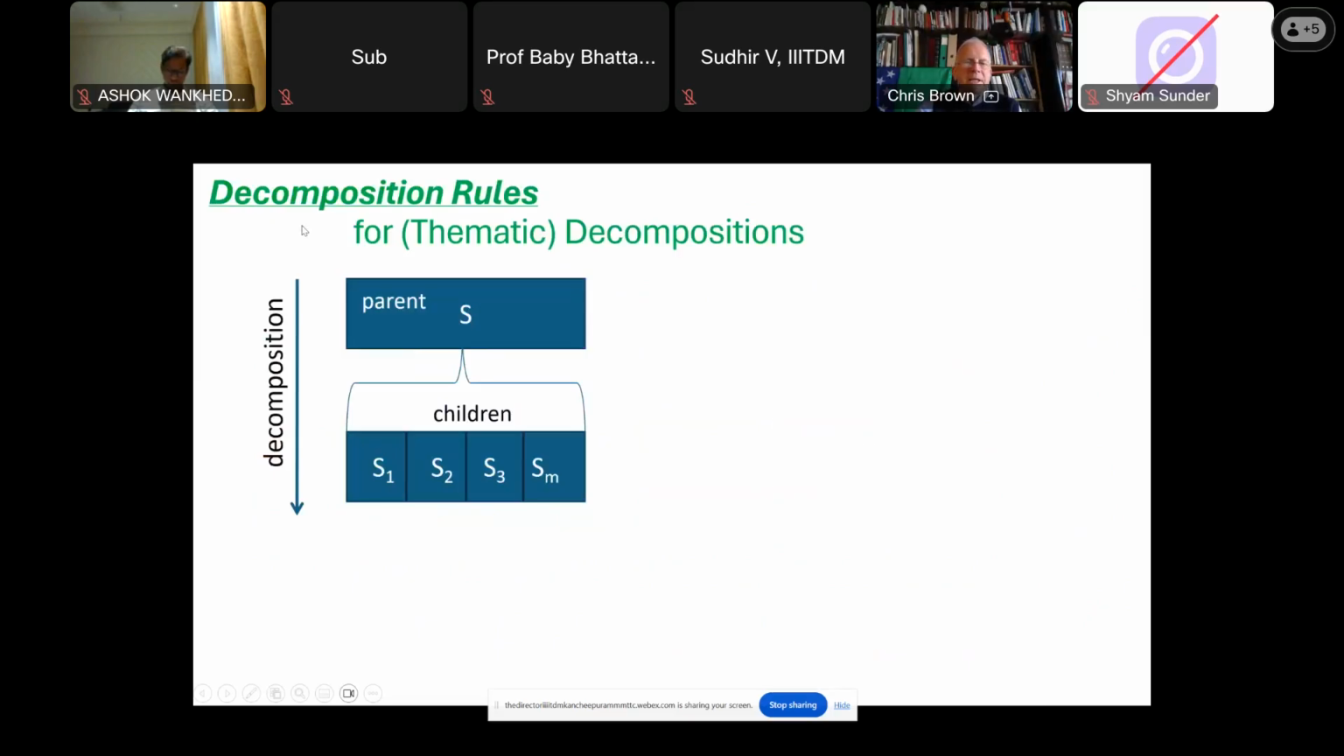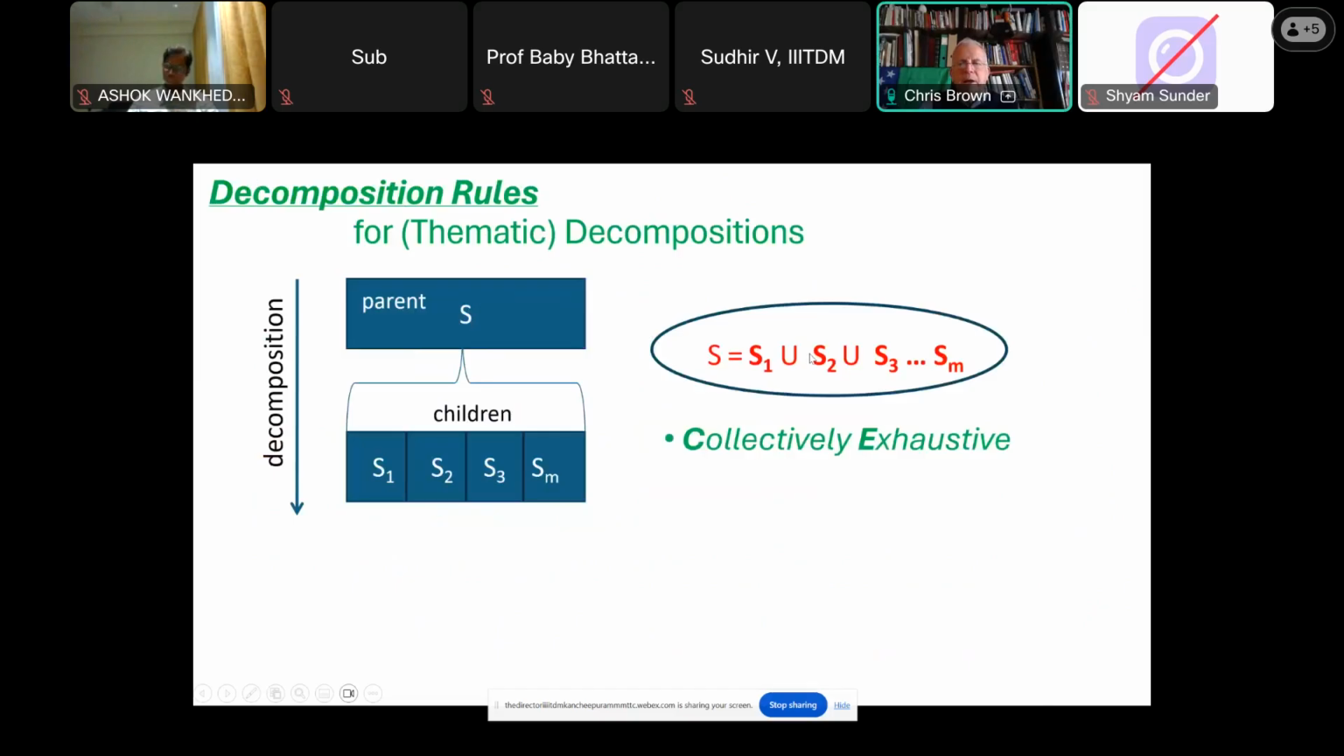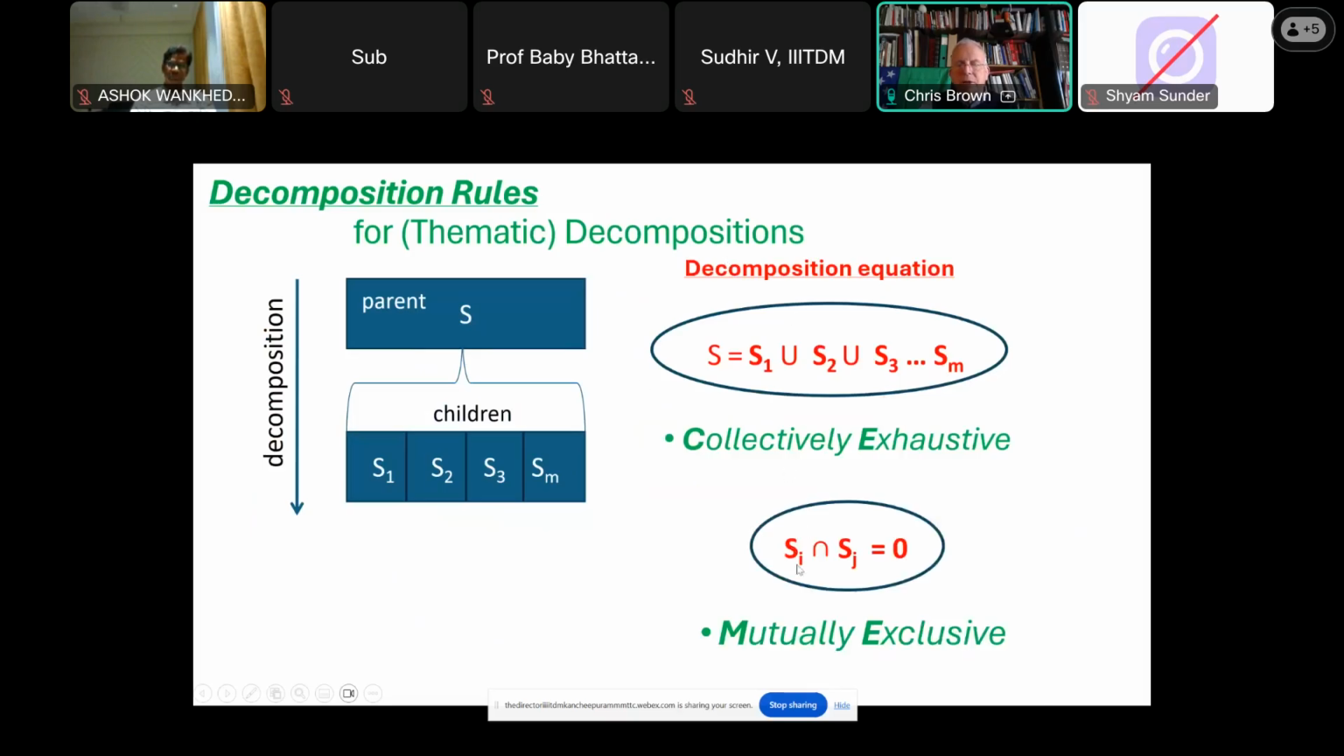So we've got decomposition rules. Decomposition must be done correctly, as we've sort of implied, so that decompositions need to be collectively exhaustive, so that the union of the children should equal the parent. So this is the main decomposition equation. We also need to be sure that the intersections of the children are zero, so that they are mutually exclusive. Otherwise, they will not be independent. I can select FRs badly so that they can't be made independent. And this is what I call CME, collectively exhaustive, mutually exclusive.